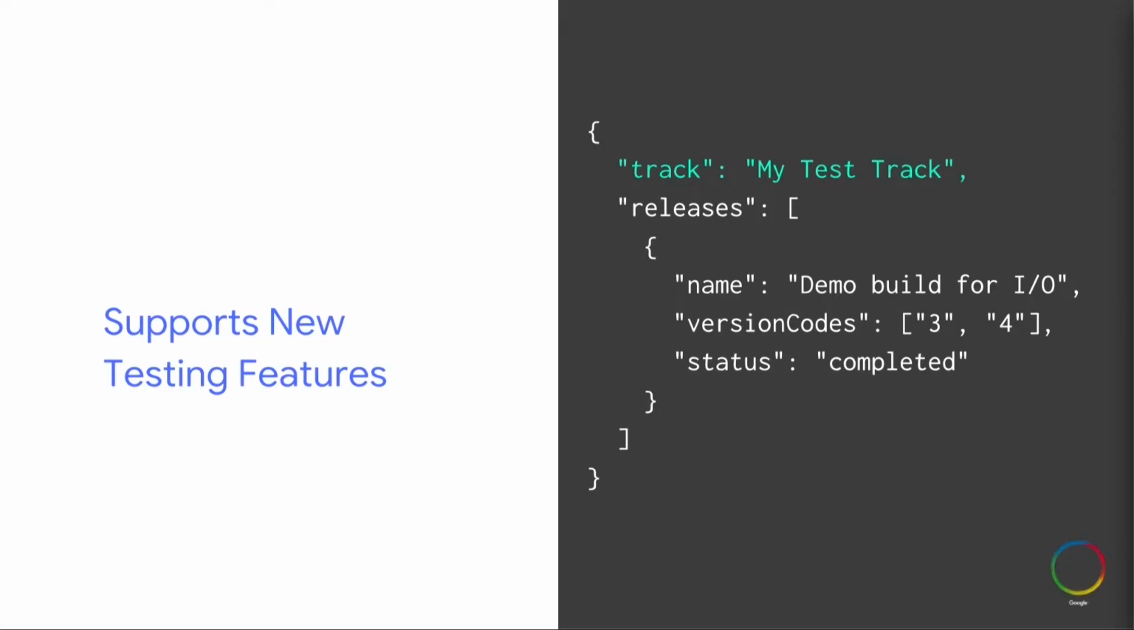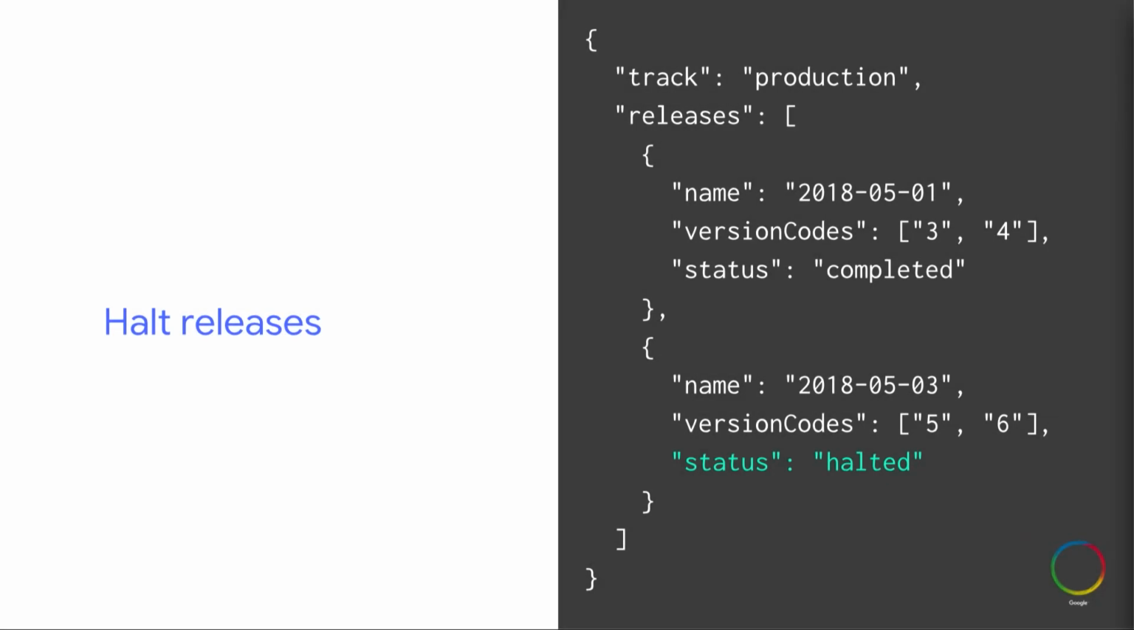All the new testing tracks that I've just described are also supported by the API for full integration. And the new release model also unlocks features that were previously only available through the UI. So now you can do this through the API. For example, it's now possible to halt a staged rollout automatically.